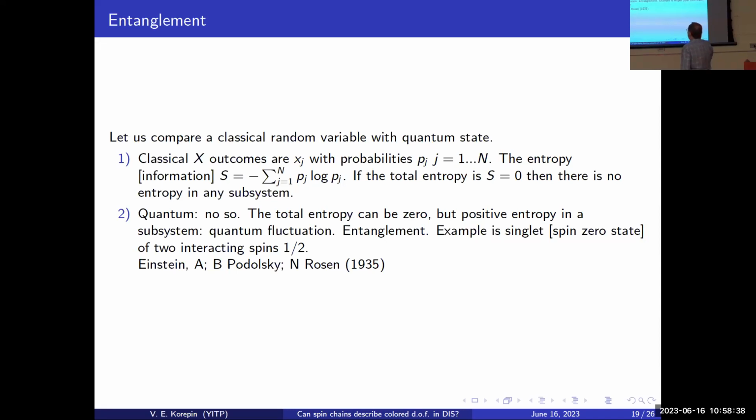A famous example, from 1935, is a singlet made out of 2 spin 1/2. So this minus this. The total is a pure state, so the entropy is 0. But each individual spin is in the maximally mixed state, which is log 2. So the entropy of a subsystem is a measure of entanglement. That's the one which is very popular, and we'll use it here. Okay, so we proceed.